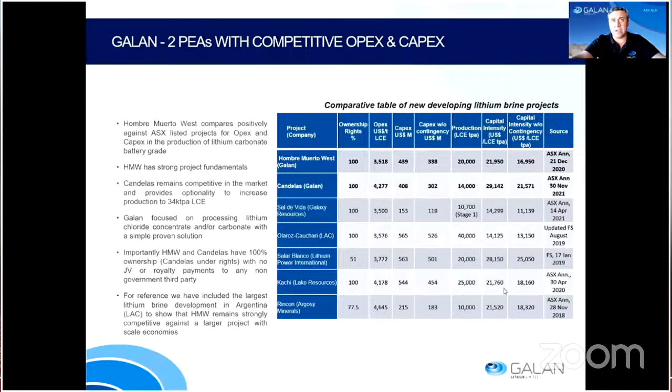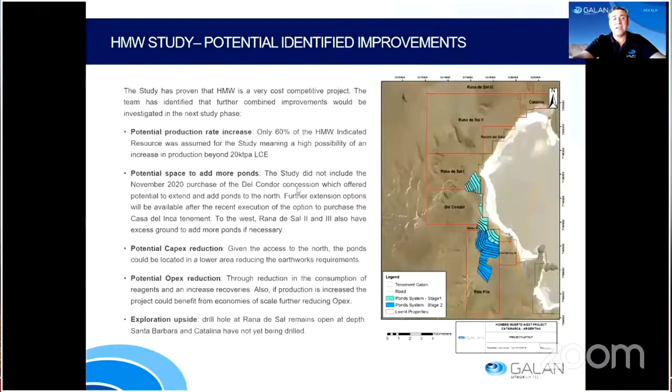So this is a comparison table that you can go through at your own leisure to compare where Galan sits. But the main point I'm going to make is on Hombre Muerto West versus Lithium Americas, which is the largest project today in Argentina, at 40,000 tons of LCE. Our OPEX is still relatively more competitive than theirs. The CAPEX, we know that we can improve and make more efficient. But this is what high grade and low impurities give you: a head start in terms of cost. And this is what we're moving very quickly on at Hombre Muerto West.